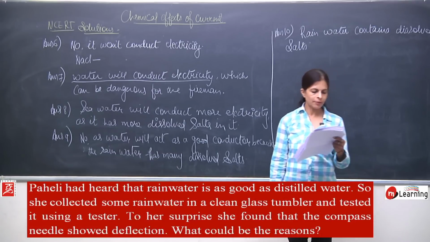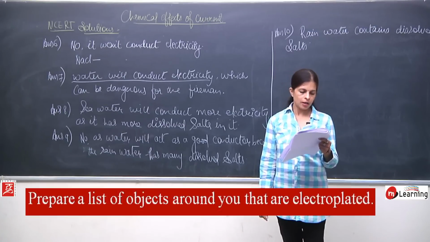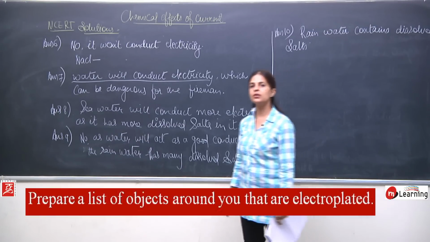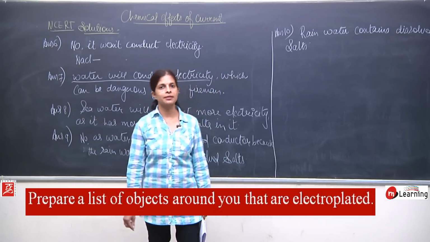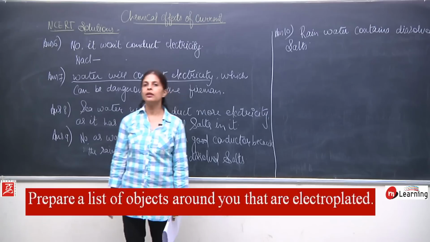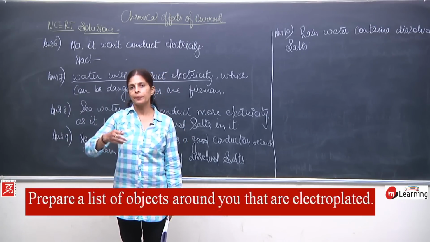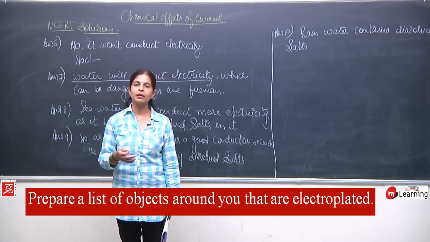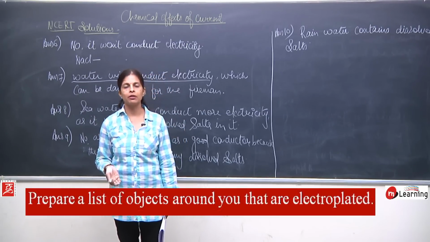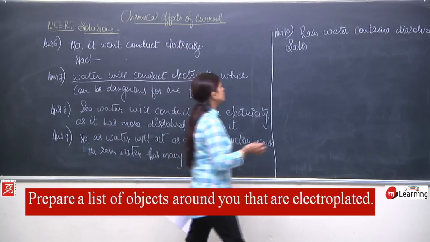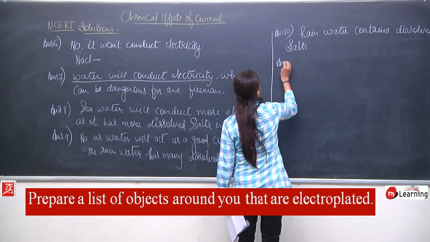Yes. Now come to question number 11, children. Prepare a list of objects around you that are electroplated. Okay, so we need to talk about electroplating now. See, electroplating is what? To deposit a layer of one metal on another metal or material. So we have to quote the examples over here.